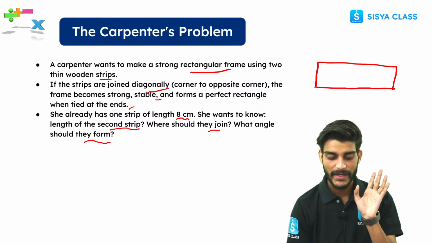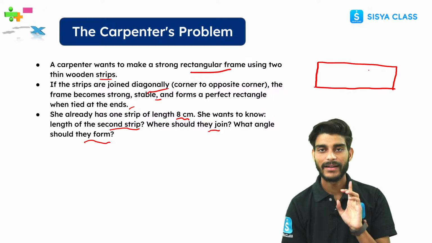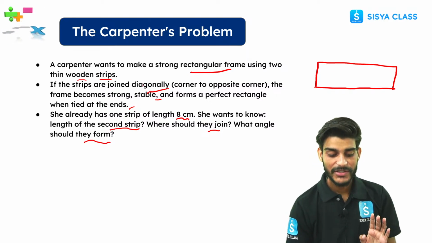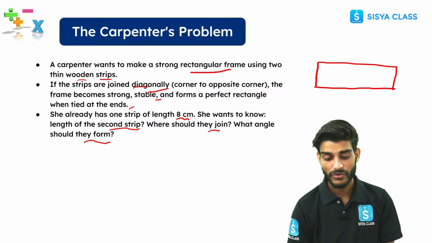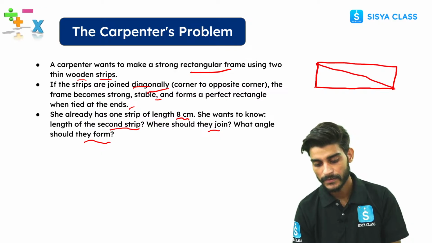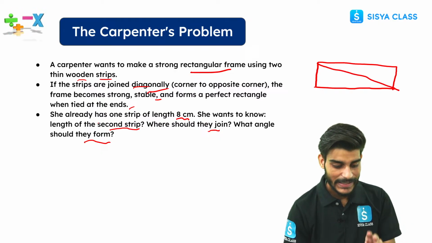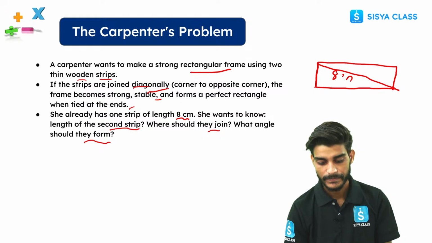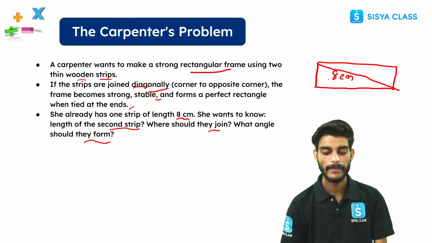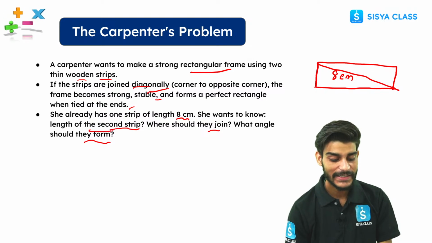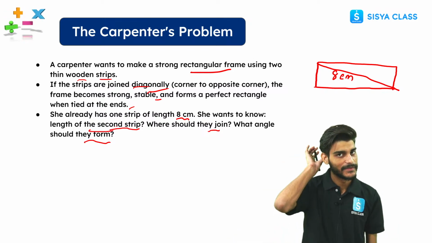A carpenter wants to make a strong rectangular frame. So a rectangle we have formed using two thin wooden strips. The strips are joined diagonally, so I'll join a diagonal here. She has two strips, one strip of length 8 centimeter. So this is 8 centimeter. Now, what should be the length of the second strip? This is what the question is asking.